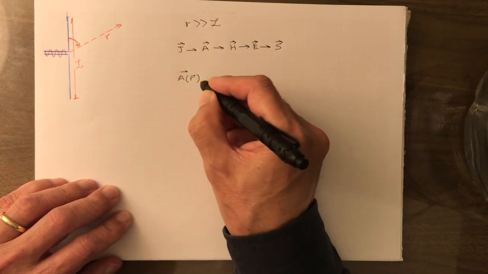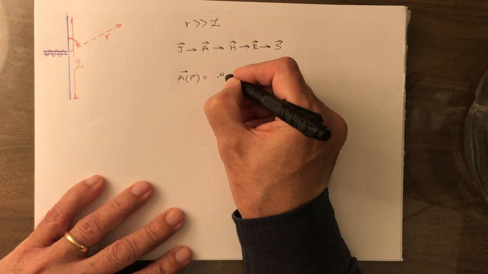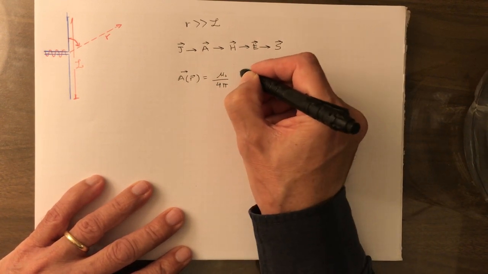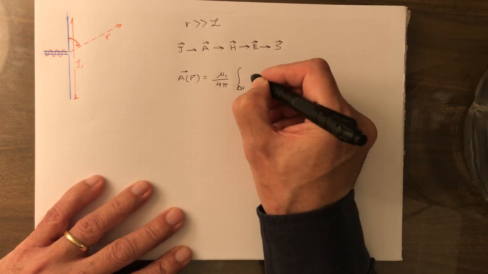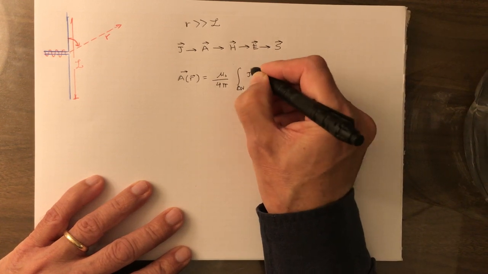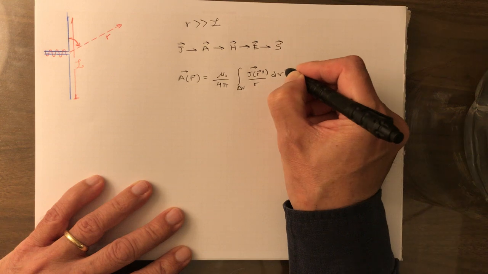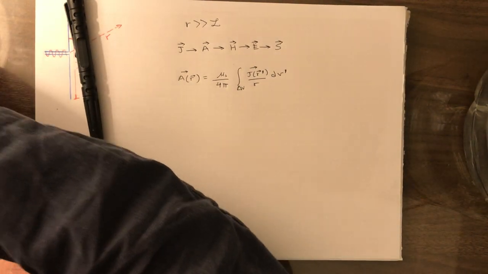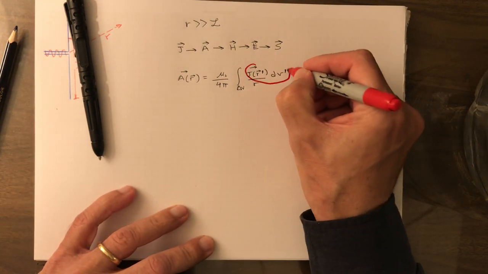A as a function of position vector R is equal to mu naught over 4 pi times the integral over the volume of J of R divided by R dV. These two quantities here, we're going to look a little bit closer.